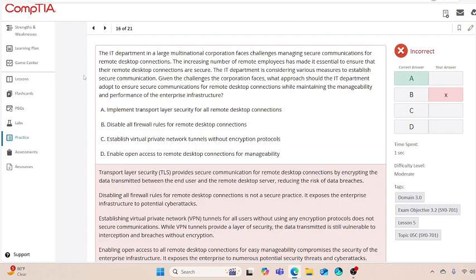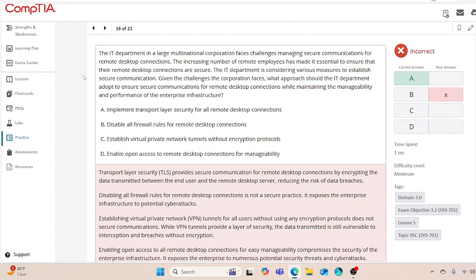The IT department in a large multinational corporation faces challenges managing secure communications for remote desktop connections. The increasing number of remote employees has made it essential to ensure that their remote desktop connections are secure. The IT department is considering various measures to establish secure communication. Given the challenges the corporation faces, what approach should the IT department adopt to ensure secure communications for remote desktop connections while maintaining the manageability and performance of the enterprise infrastructure? Implement transport layer security for all remote desktop connections.